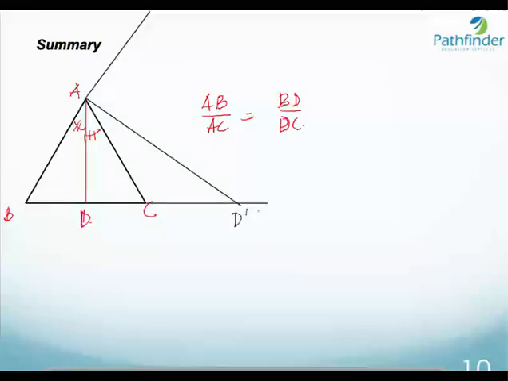Moreover, if AD dash is the external angle bisector of angle A, still we have AB upon AC must be equal to BD dash upon DC.